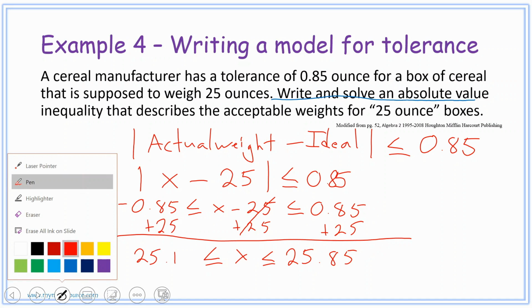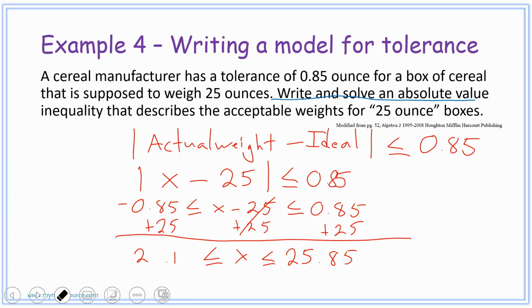24 and 15 hundredths. And there we have it. We have our possible weight. So that means if you were working for a cereal manufacturer like Kellogg's and they wanted that, you can create your own inequality based off of what they want. And you would have 24 and 15 hundredths is less than or equal to X, less than or equal to 25 and 85 hundredths of an ounce.